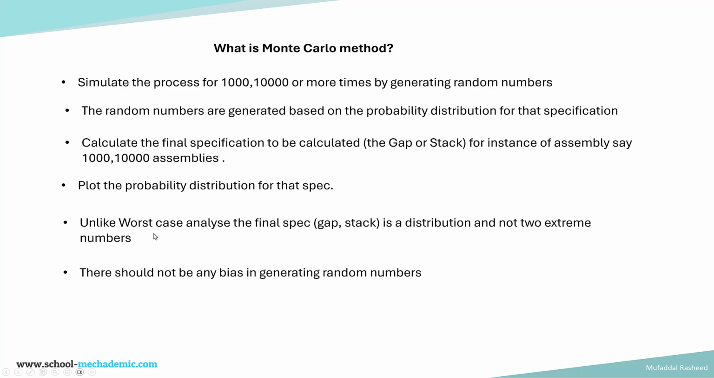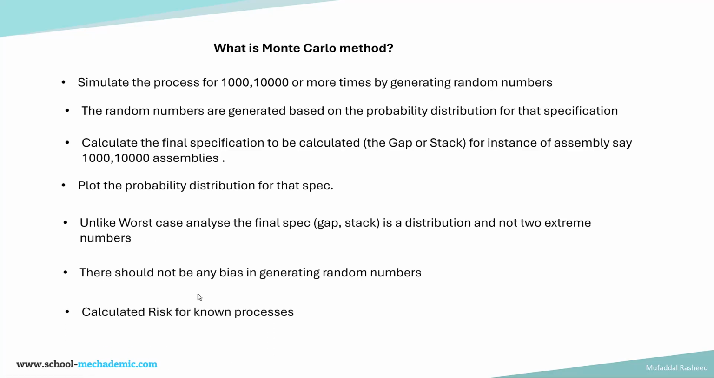An important point is there should not be any bias in generating the random numbers. So the distribution which is set for the process should be accurate, simulating the process, and based on that the random numbers should be generated. And when the random numbers are being generated, there should not be any bias. This is very important. If there is any bias, then this Monte Carlo simulation will fail.